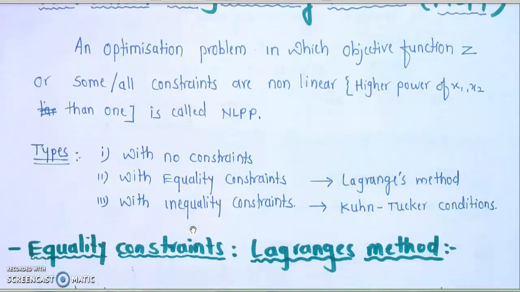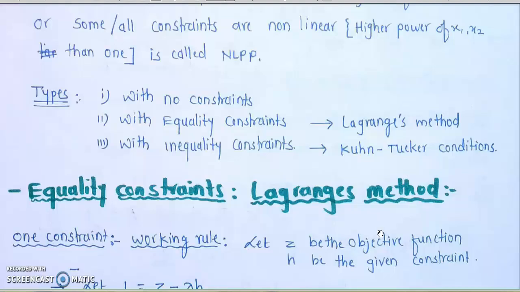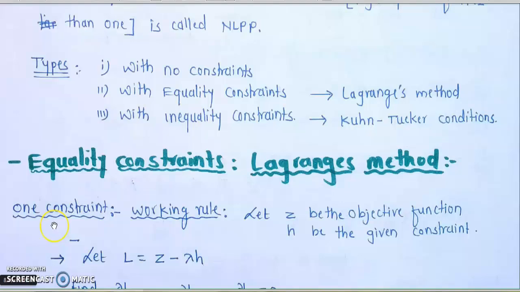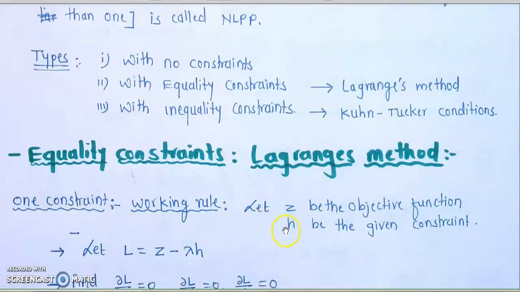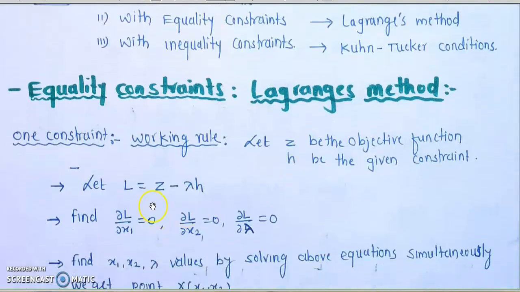So the very first type is when there is an equality constraint. So the method name is Lagrange's method. Let's see the working rule to solve via Lagrange's method. So we have one constraint explained here. The working rule is: let z be the objective function and denote the given constraint by small h. Then denote capital L with this combination, z minus lambda h, where lambda is the Lagrange multiplier. So capital L stands for Lagrange's, so L equals z minus lambda h.